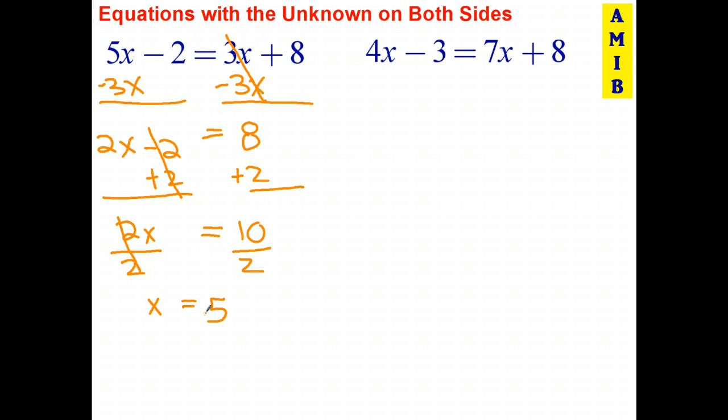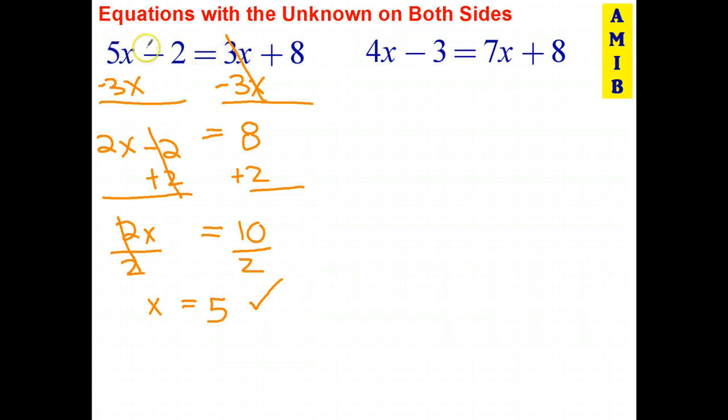Okay, let's go ahead and check that. In this case, we have to check that the left-hand side and the right-hand side both have the same value. So 5 times 5 is 25. 25 minus 2 is 23. 3 times 5 is 15. 15 plus 8 is also 23. So that does check.